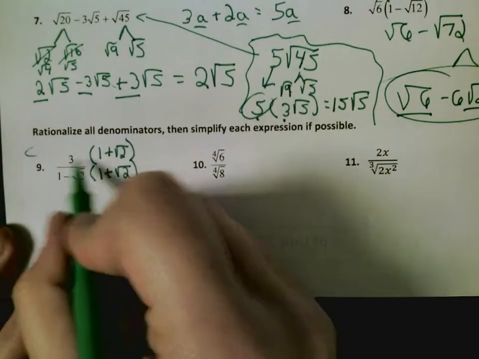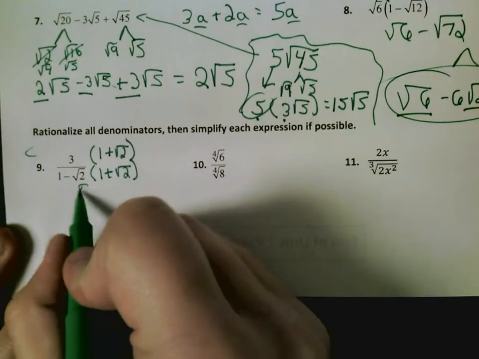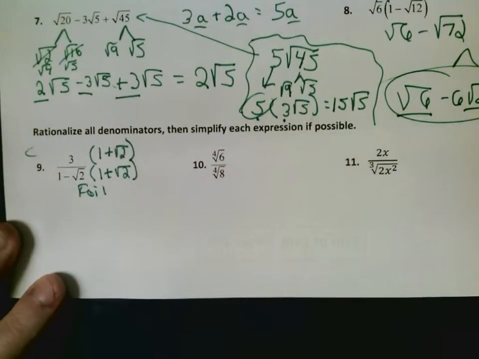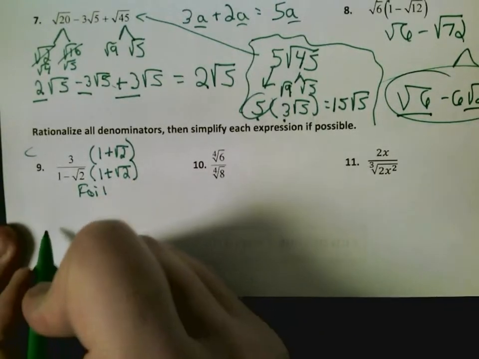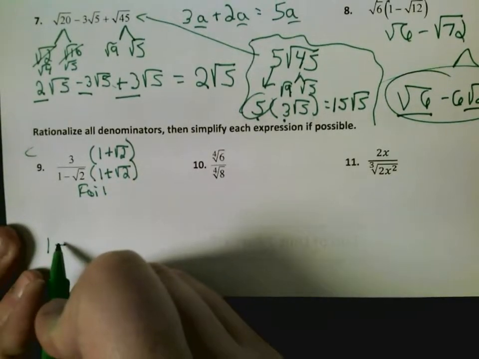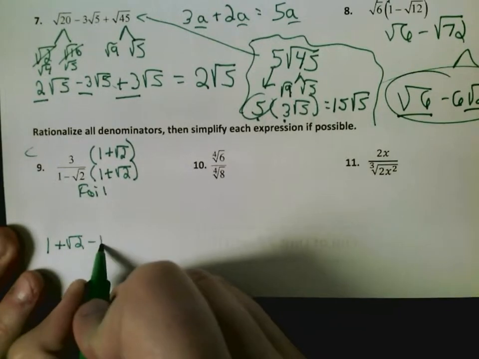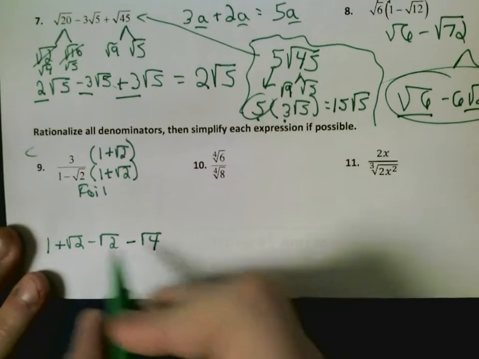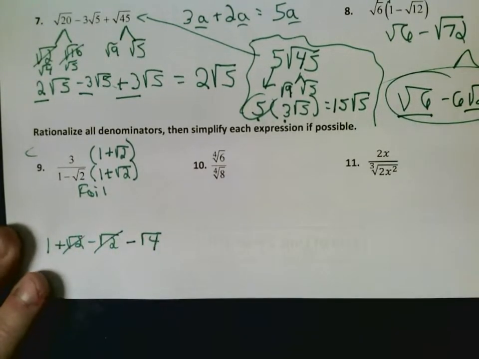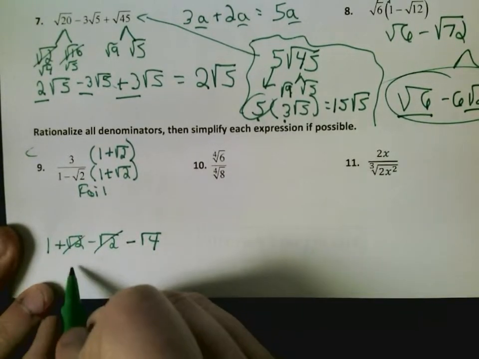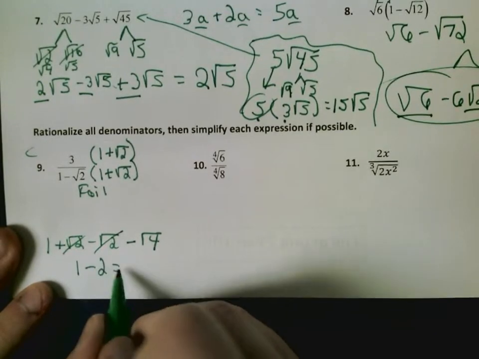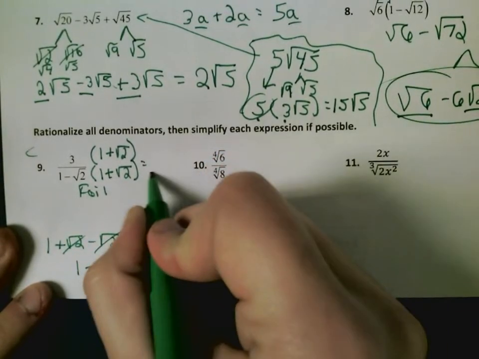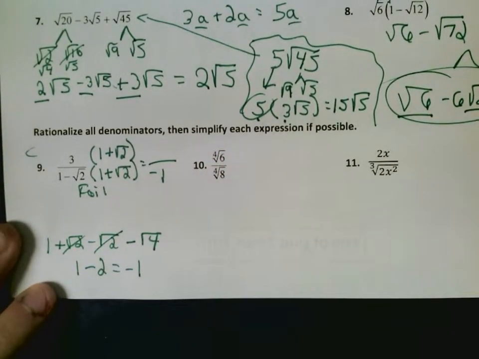On the bottom, you end up foiling, so frequently I just write the word foil underneath because there isn't enough space to kind of do the arches. But if I go ahead and FOIL this, you're going to get a 1 plus a square root of 2 minus a square root of 2, and then minus a square root of 4. The 2's, just like I talked about up top, are going to cancel each other out, and you're going to be left with 1 minus 2, which gives you negative 1. So on the bottom, we have now gotten rid of that radical, and I simply have a negative 1.